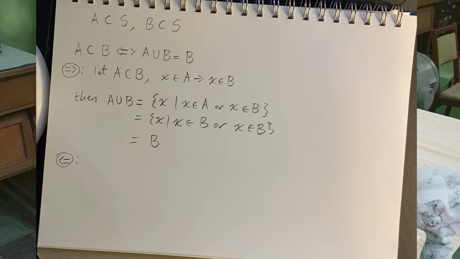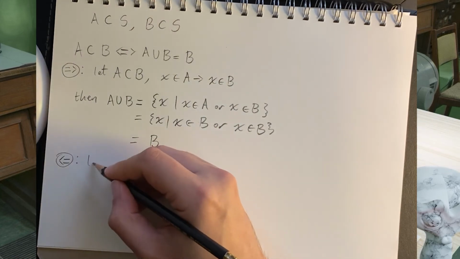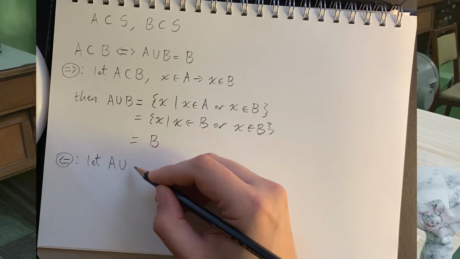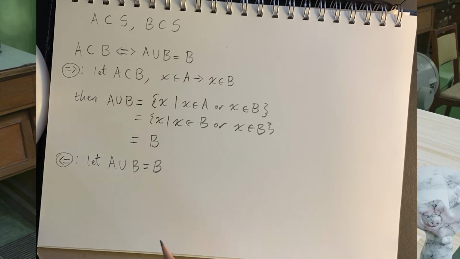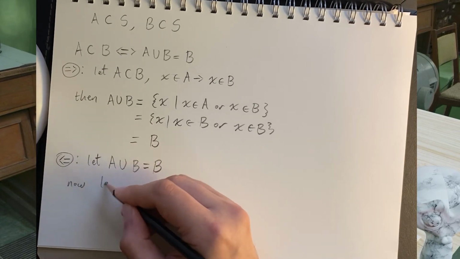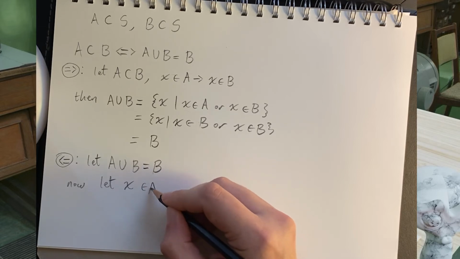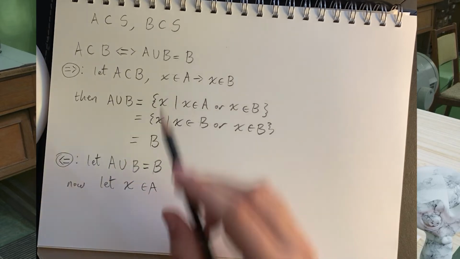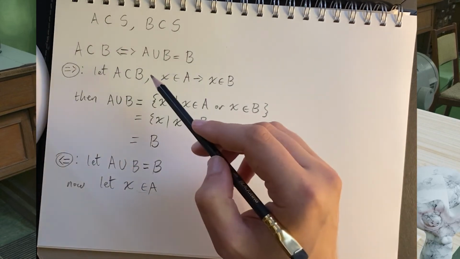So I'll say, okay, let's go the other way. Okay, so we'll let A union B be B. All right. Okay, so we'll say now let X be something in A, because what we want to show is we want to show A as a subset of B. So we want to start off with X is in A, and then as a consequence, X must be in B.